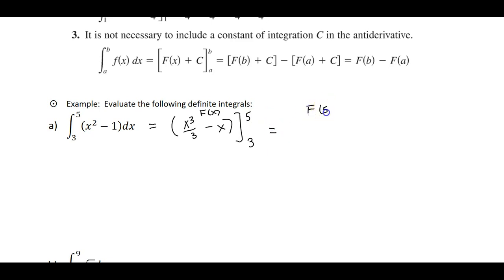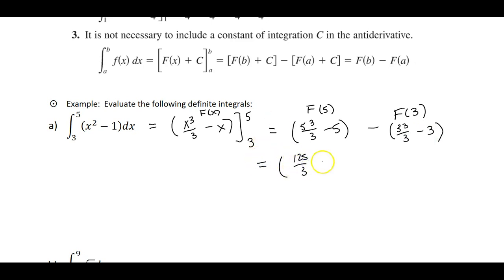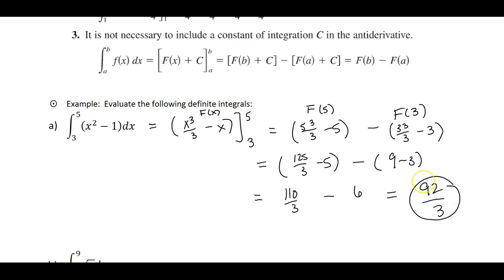So I'm going to have F of 5, which is 5 cubed over 3 minus 5, minus F of 3, which is 3 cubed over 3 minus 3. So this is 125 over 3 minus 5, and this one is 9 minus 3. So that gives me 110 thirds minus 6, or 92 over 3. And this would be the value of the definite integral. So no sums, no limits, just take the antiderivative and then plug in the bounds.